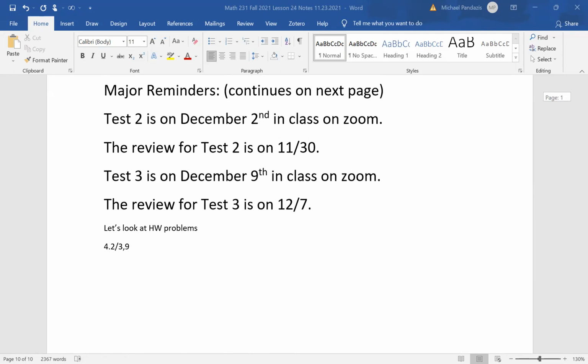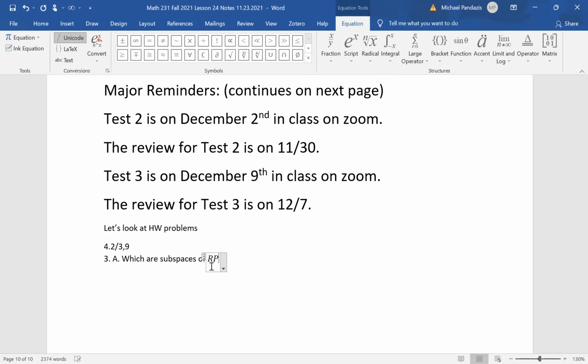Okay, so I'm just going to talk about them. In 4 points, let's just talk about them. So in 4.2, number 3, we want to determine which are subspaces of P3. Okay, so for number 3, let's talk about part A. The question is, which are subspaces of P sub 3?